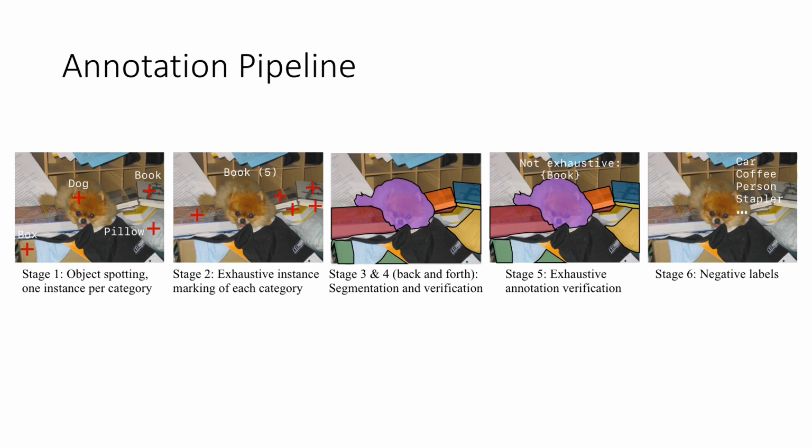In the 5th stage, we check images to make sure that positive images are actually exhaustively annotated. If any case is found with missing annotations, for example, a missing book in this figure, then we flag that so it can be handled properly during evaluation. Finally, we collect a set of negative labeled images for each category.